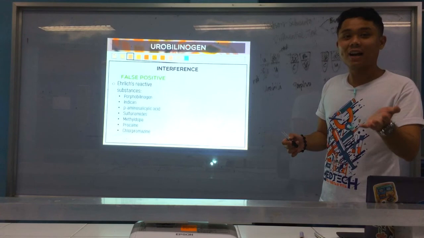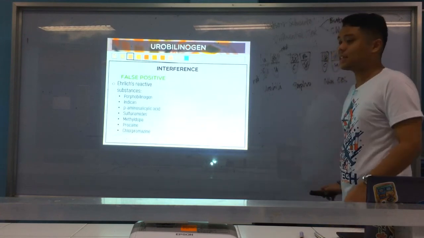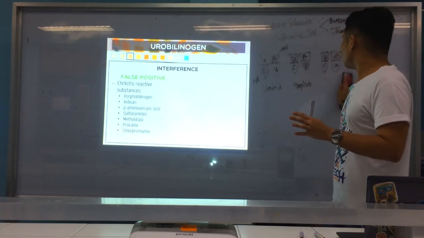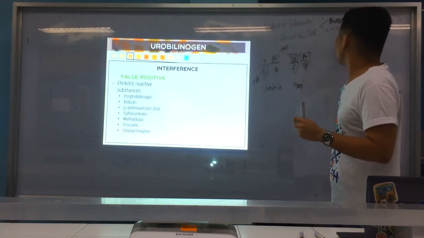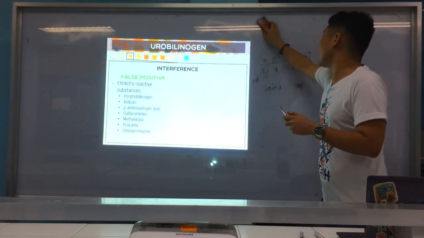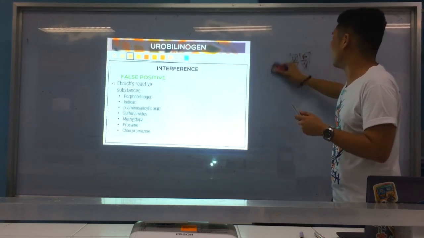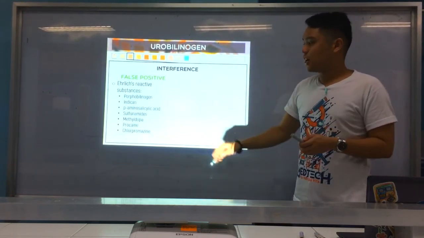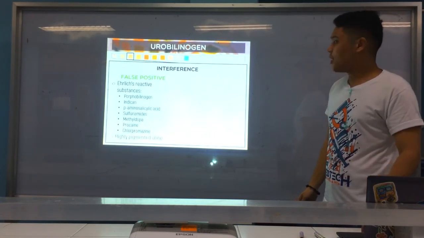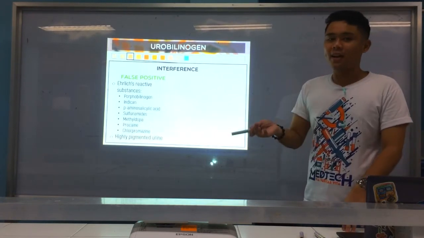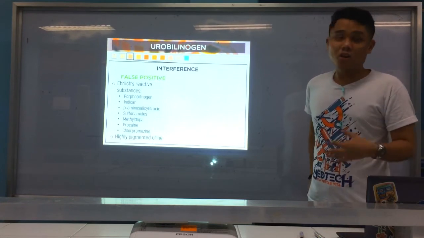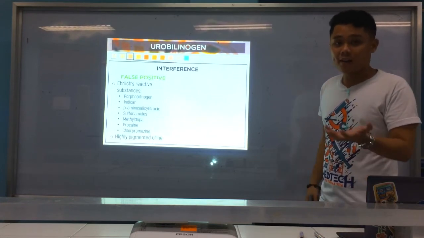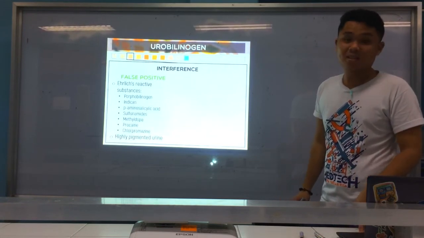Alright, so again, so maka-false positive yung Ehrlich reacting substances because again, in a way, they have the same reactions with urobilinogen. So mag-apil-apil po sila, no? Joiner, yes. So, muna mo react po siya. So, false positive, mga example of Ehrlich reactive substances. And you have your highly pigmented urine as well as other, di ba? It can contribute to the darkening of the reactions of colors. That's why mu positive siya.